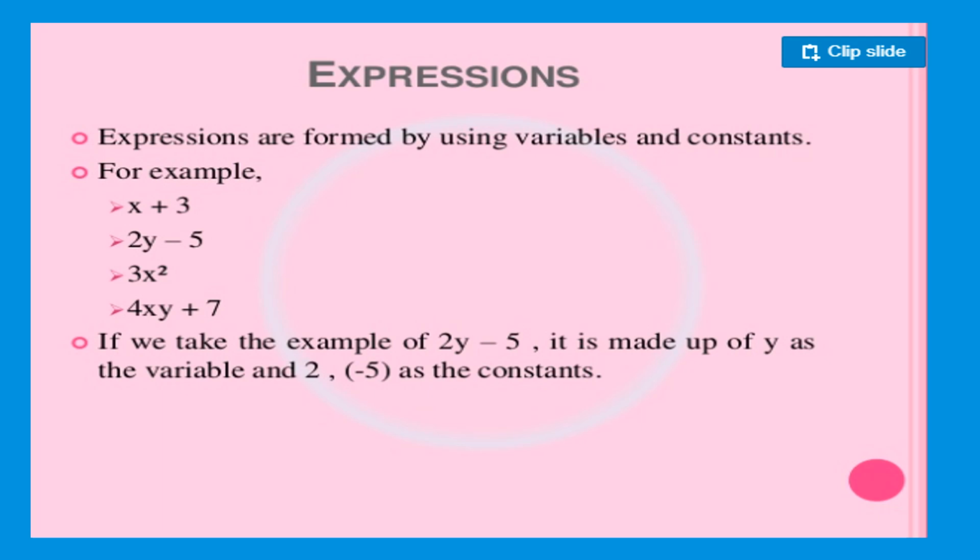Let's take the example 2y minus 5. It is made up of y as the variable, so y becomes the variable, and 2 and minus 5 become the constants. So variables are the alphabets, you can say, which do not have any fixed value, and numbers like 3, 5, 2, 4, 7, all these are constant numbers.